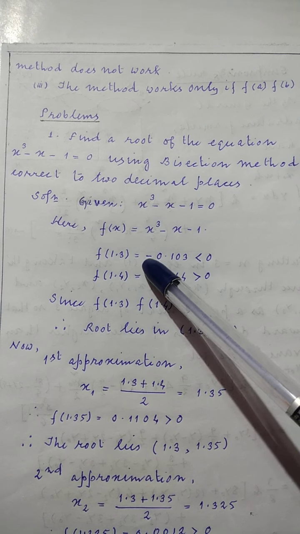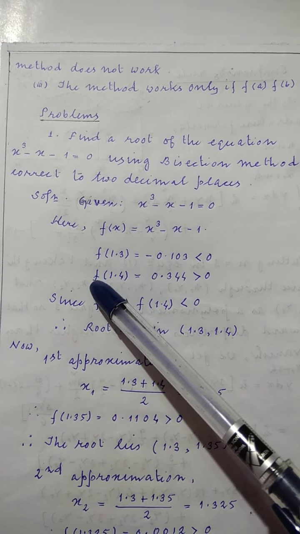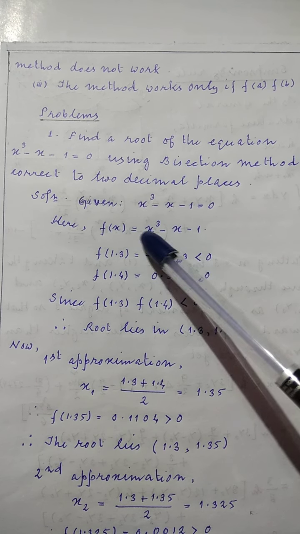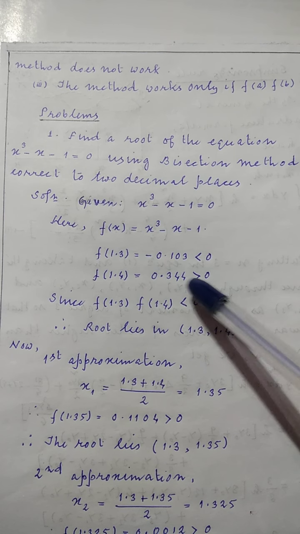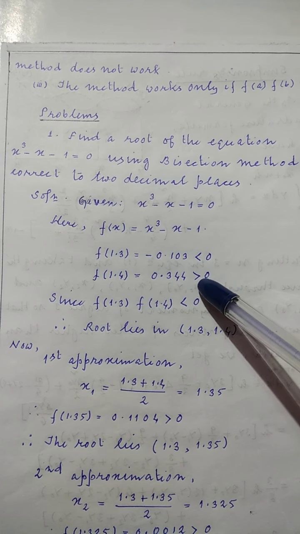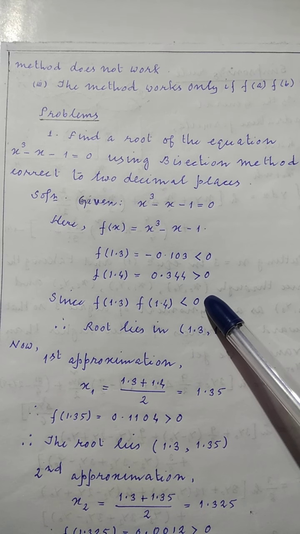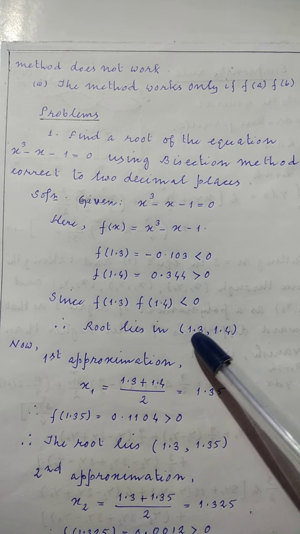So I find the value of f(1.3). The value is minus 0.110, which is less than 0. In the same way, find f(1.4). Substituting x equal to 1.4 in this expression, we get 0.344, which is positive. So one ordinate is negative and the other is positive, and the product of these two is less than 0. From this we can say that there must exist at least one root of the equation within the interval 1.3 to 1.4.